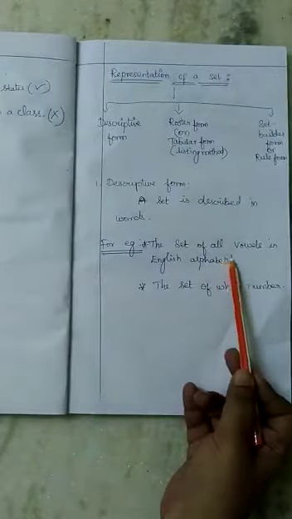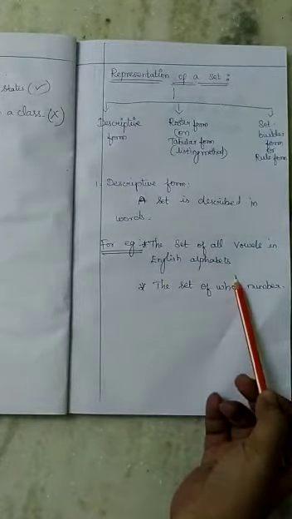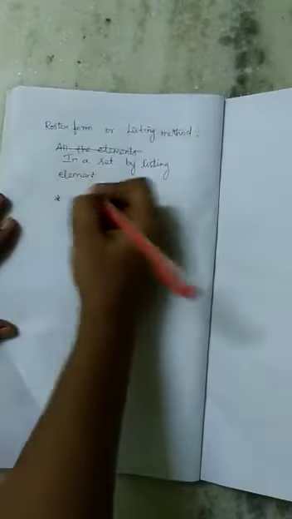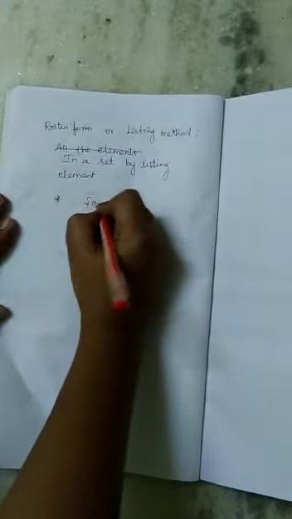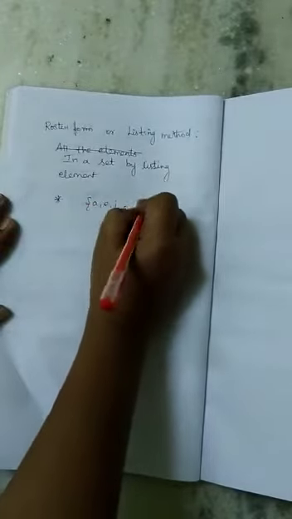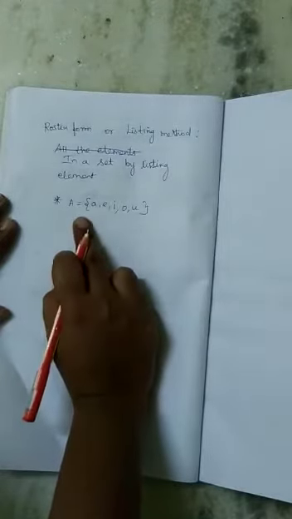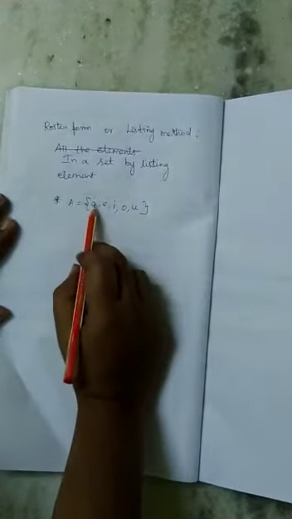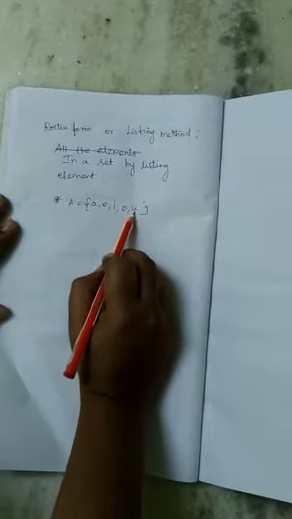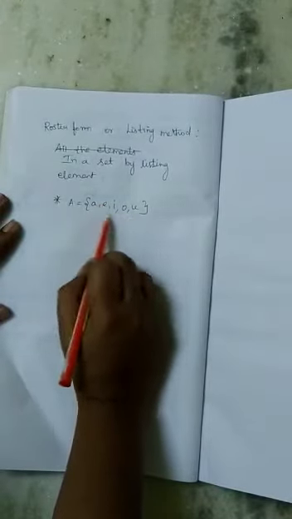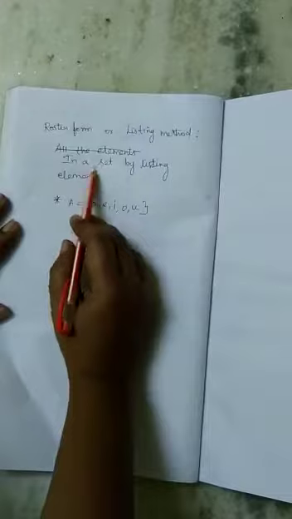For example, what we saw here: the set of all vowels in the English alphabet, and the set of whole numbers. Instead of these words, I am going to list the elements. What are the vowels? A, E, I, O, U, right? I am going to give this set the name A, and if you are writing a set, what should you use? Curly brackets, and inside them the elements: A, E, I, O, U. It is a vowel. Instead of words, I am using elements here. This is roster form or a listing form.